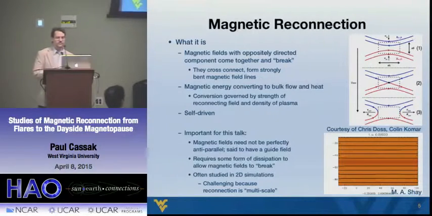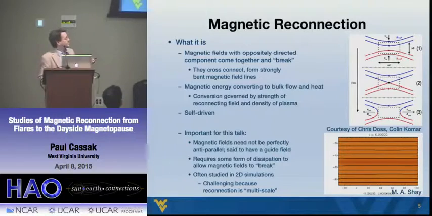A few things that are just important for where I'm going with this talk: the magnetic fields don't have to be perfectly anti-parallel. If they're like this, there's a component that's anti-parallel and there's a component that's not anti-parallel. The component that's not anti-parallel is called the guide field. So that's a special case. We'll talk about guide field in a little bit. There has to be some sort of dissipation mechanism in order for those magnetic field lines to break. And it's such a complicated process. It doesn't look all that complicated, but it's so complicated that we often start by just doing 2D studies. So I'll be showing magnetic reconnection simulations in 2D, and I'll also show you some in 3D. And it's challenging because it's a multi-scale issue.